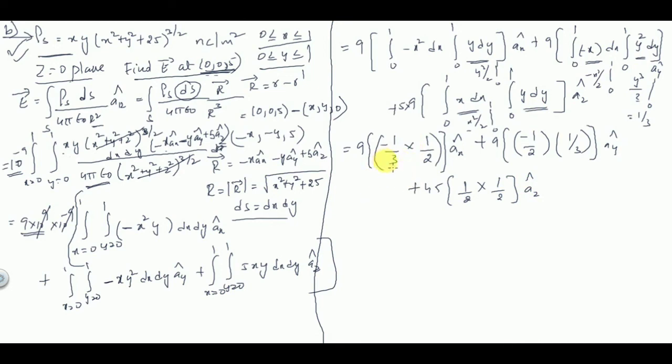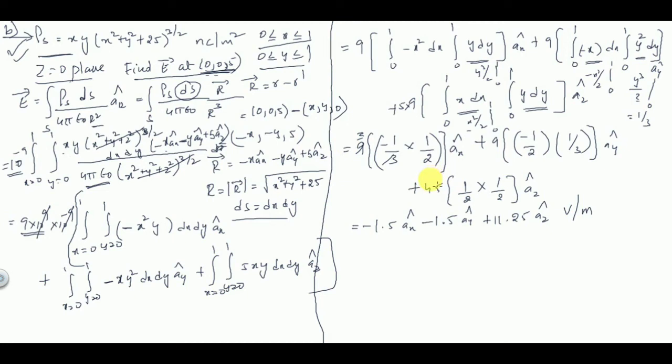So if you just substitute these values, 3 ones are 3, 3 threes are 9, minus 3 by 2 is minus 1.5. So minus 1.5 ax cap, minus 1.5 ay cap, plus 11.25 az cap volt per meter. Okay, so this is how we can find the electric field intensity due to a sheet of charge for a given rho s value.